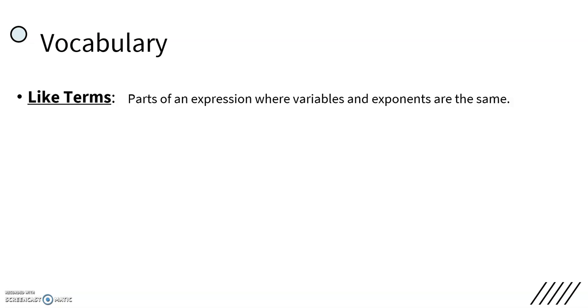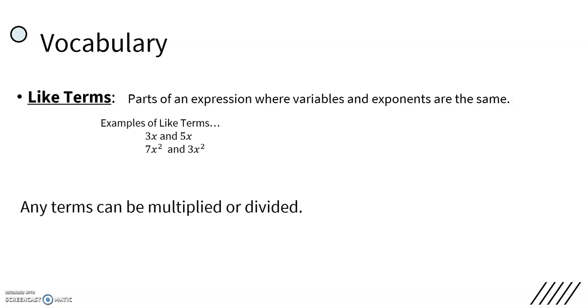Variables have to be the same. Exponents have to be the same. The coefficient out in front can be different. Examples of like terms are 5x and 3x. 7x squared and 3x squared are like terms.